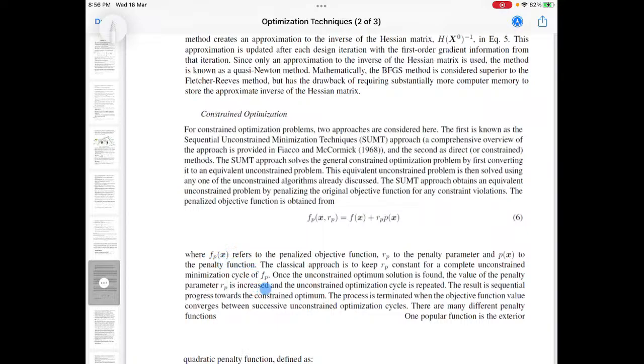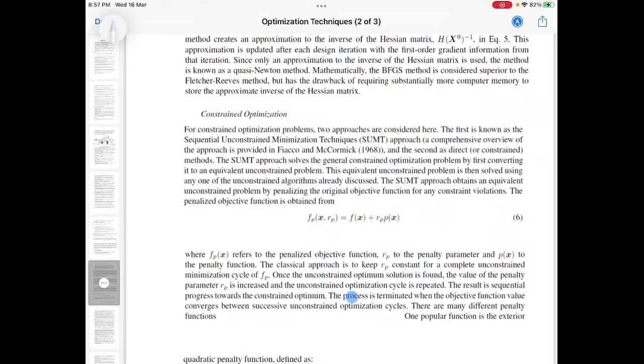Once the unconstrained optimum solution is found, the value of the penalty parameter rp is increased. As you can see in this equation, we can increase the value of rp, and the unconstrained optimization cycle is repeated. The result is a sequential progress towards the constrained optimum. The process is terminated when the objective function value converges between successive unconstrained optimization cycles.